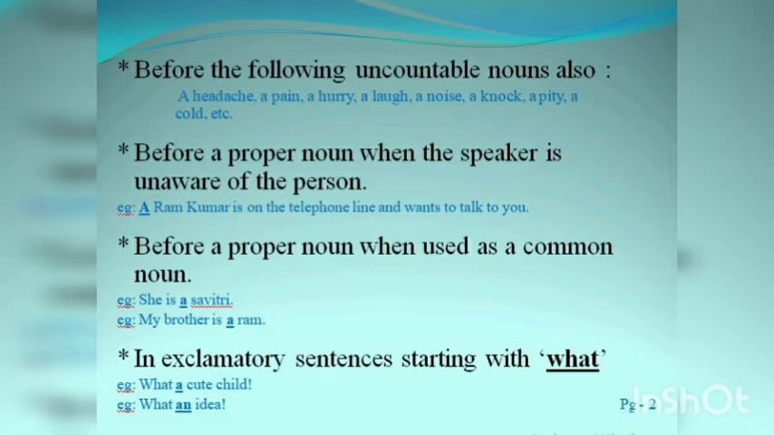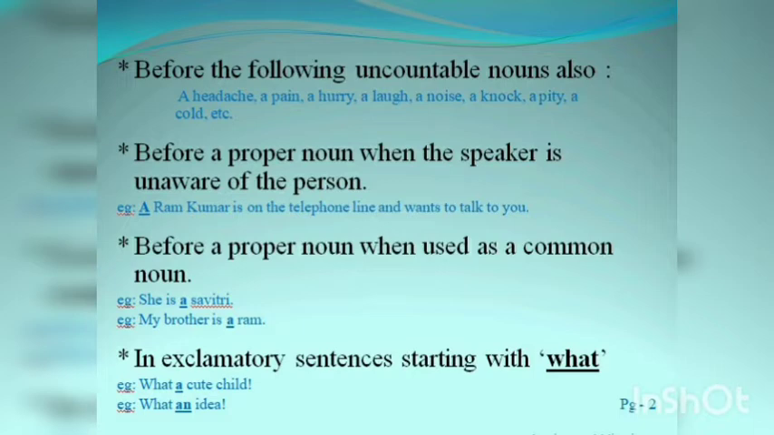Next rule, in exclamatory sentences starting with what. If a sentence starts with what and it is an exclamatory one, then we should use a or an suitably before the word. But the word before which we are going to use a or an must be singular countable. If it is plural or if it is uncountable, we can't use any of these two articles, a or an.